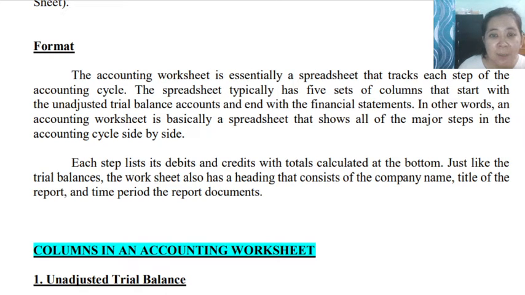and the title of the report. We will write this in the second line: the word worksheet. That is the title of our report. And lastly, the third line is our time period, where or when this worksheet was prepared and covered. Normally this is the format. As we go along, we will have the example.